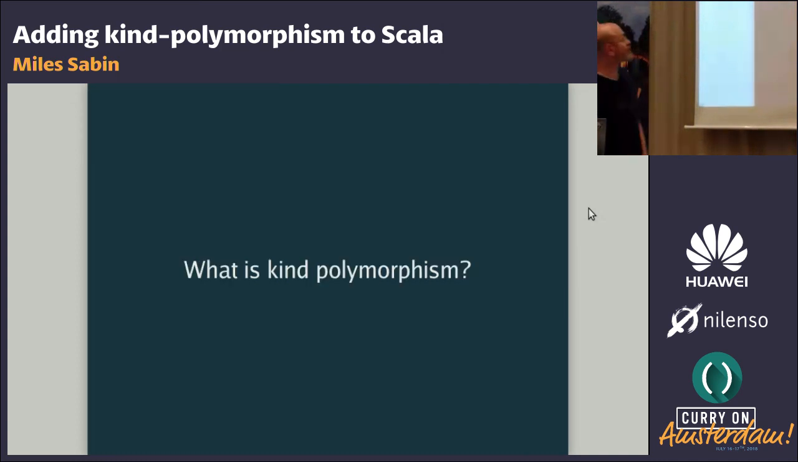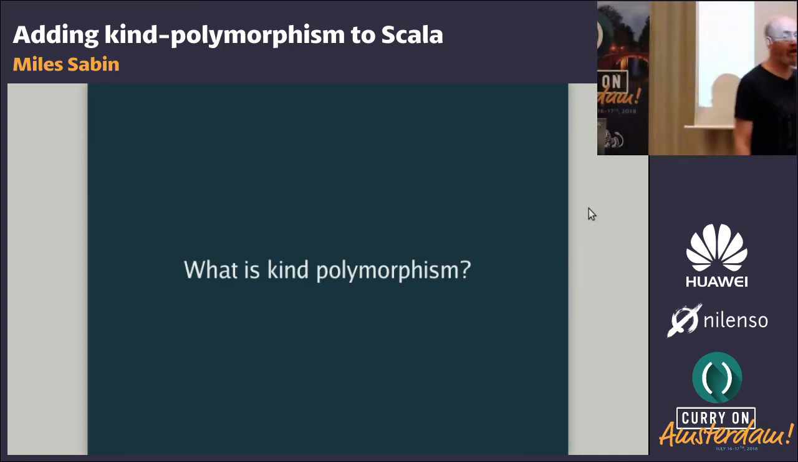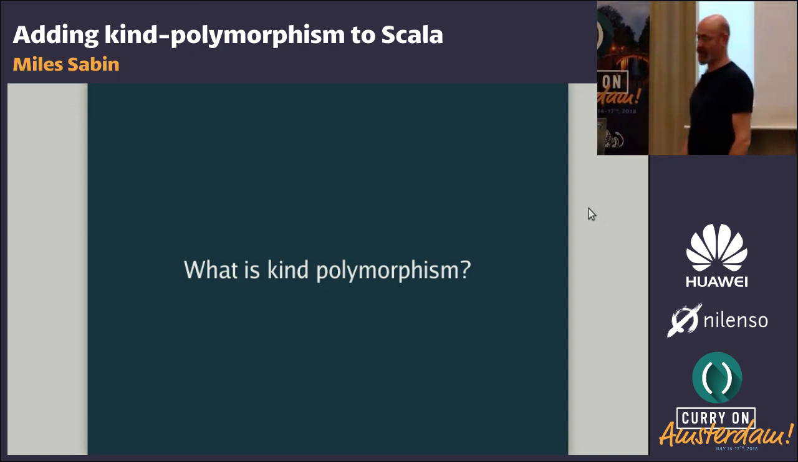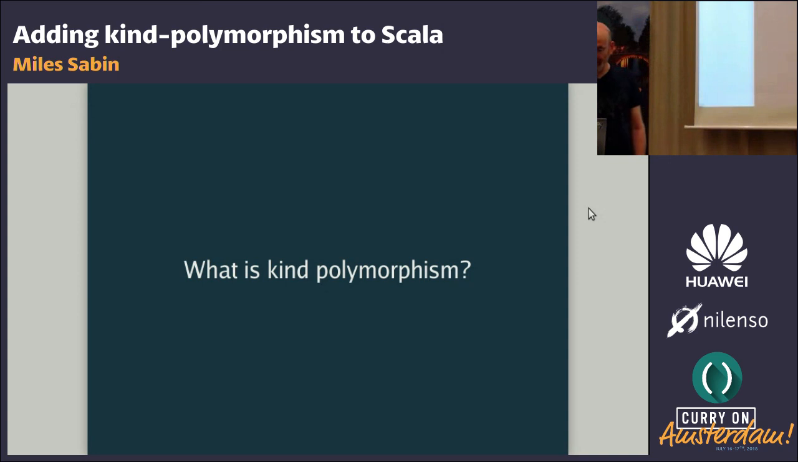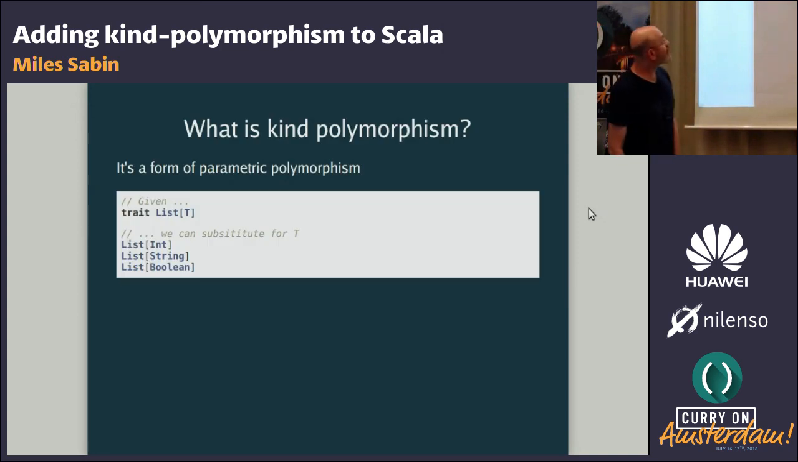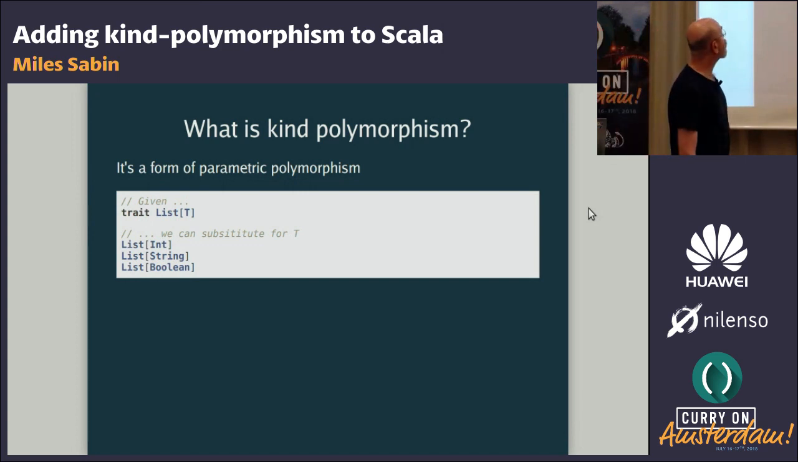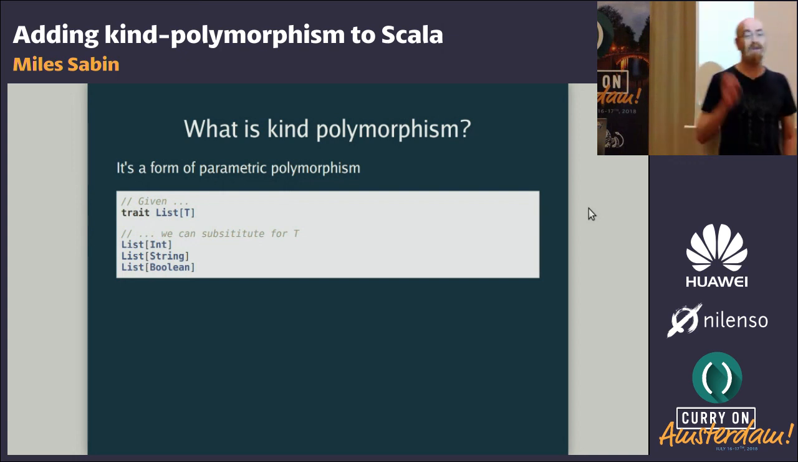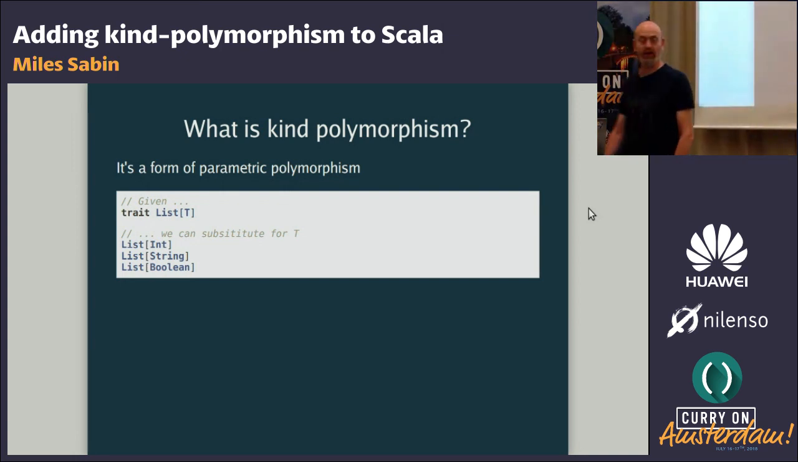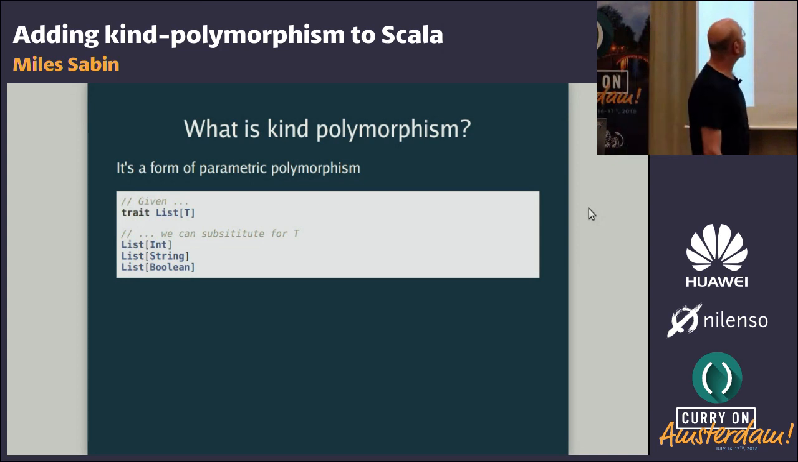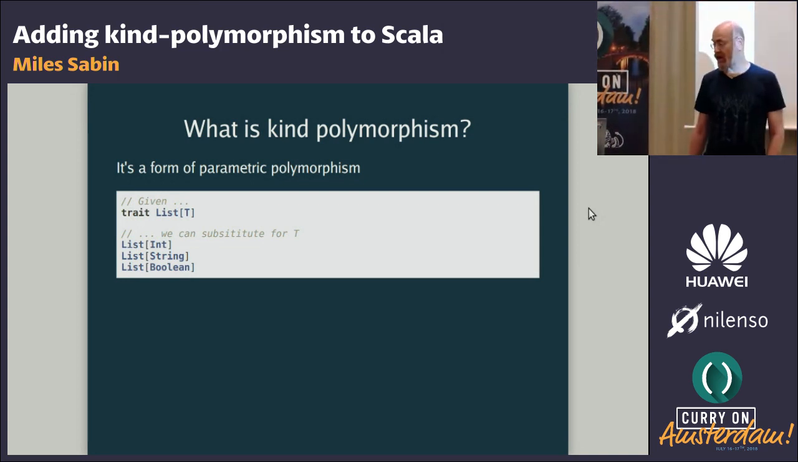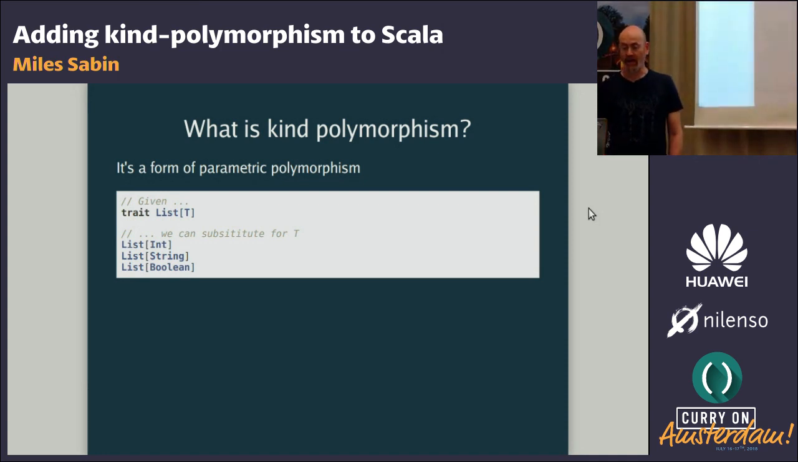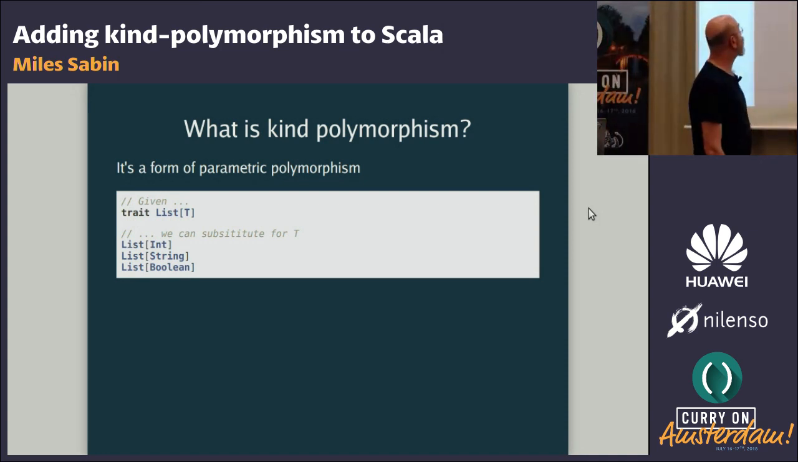right. Okay. So, if we're going to add kind-polymorphism to Scala, I guess it helps to know what it is first. So it's a form of parametric polymorphism. I think we're all familiar with basic parametric polymorphism as you find it in most modern typed languages. Basically, given a type, you typically have a hole in the type which can be substituted for by some other type. So, for example, a list type will typically be parameterizable by the type of its elements.